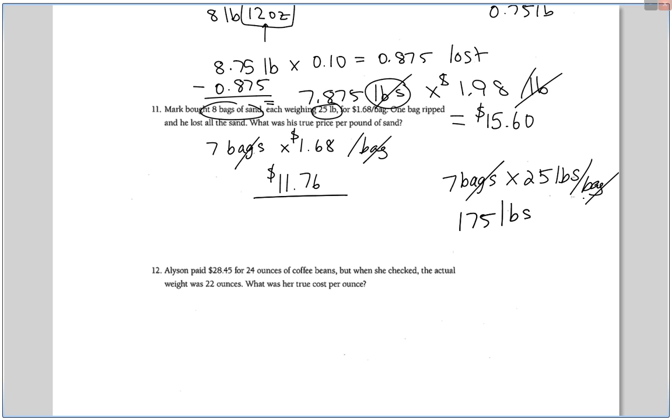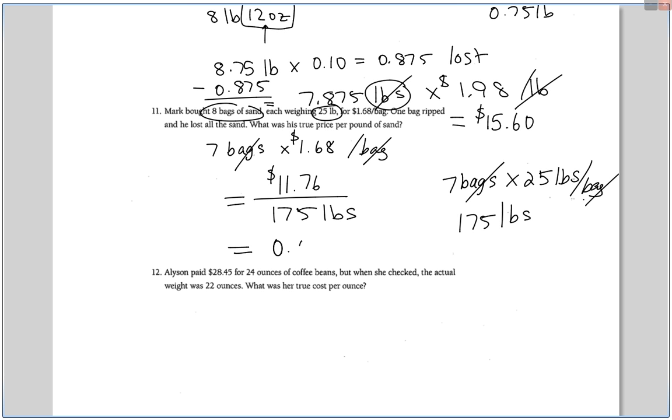So he spent $11.76 for 175 pounds of sand. Divide that. And it looks like true cost 0.0672. So round that up, 0.07 dollars per pound of sand.